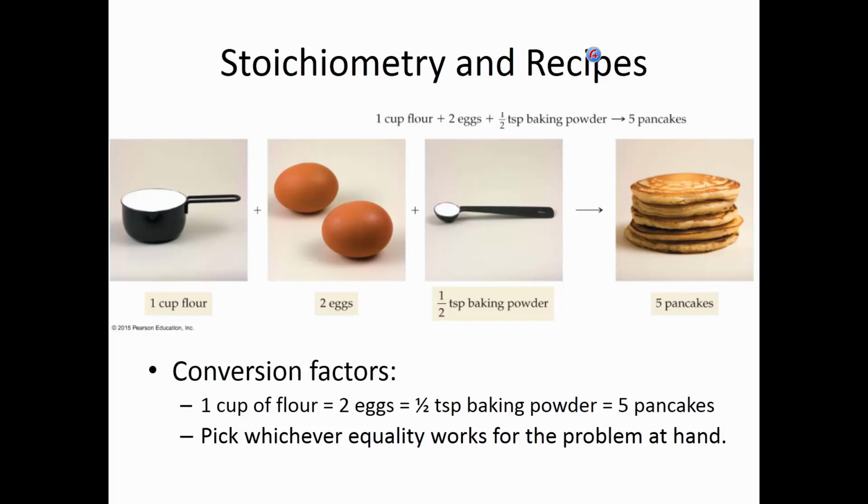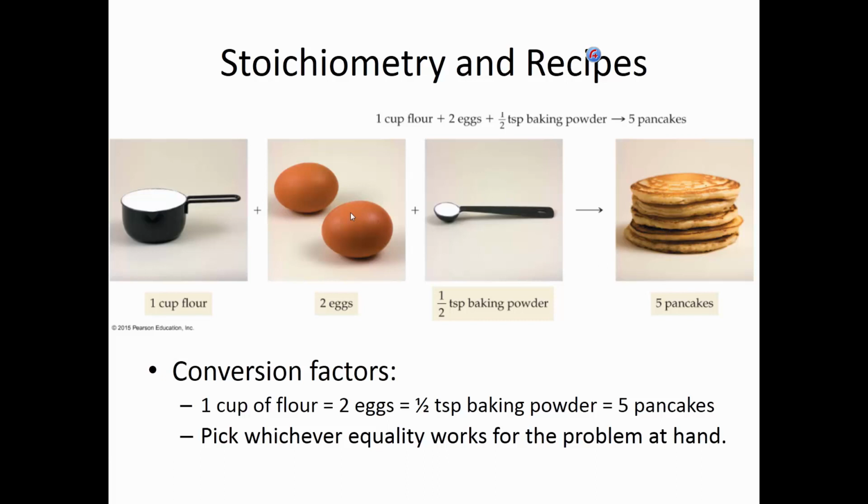Maybe we have 5 cups of flour and we want to use up all of that flour, and we want to know how many eggs we need to use up all that flour. Maybe we have a bunch of flour and we have a dozen eggs, and we want to know how many pancakes we can make. So we can use these as conversion factors. I'm going to just talk about that second one. So if we have a dozen eggs and we know that 2 eggs makes 5 pancakes, we can make 30 pancakes.